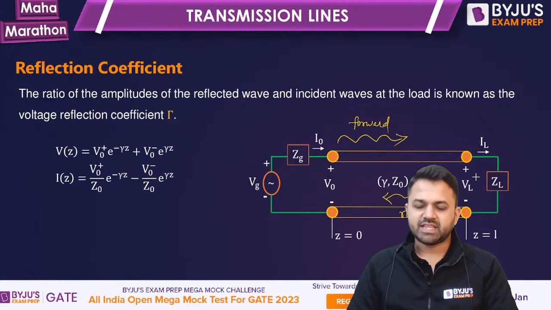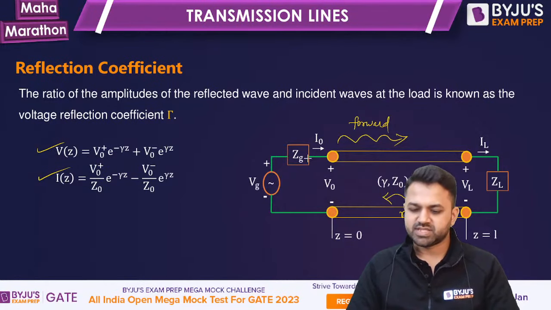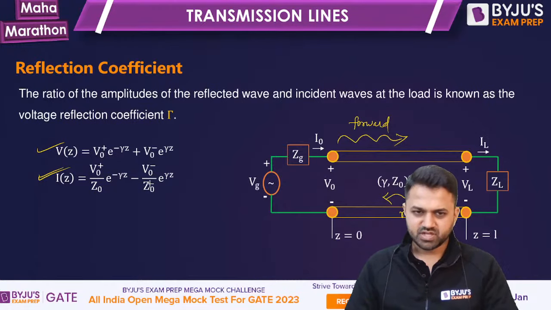So at the load side, if you want to calculate, this is the equation, that is the solution of the voltage and the current in this particular circuit. That is the solution of the transmission line equation, V0+ e^(−γz) plus V0− e^(+γz), and for the current, V0+/Z0 e^(−γz) minus V0−/Z0 e^(+γz).